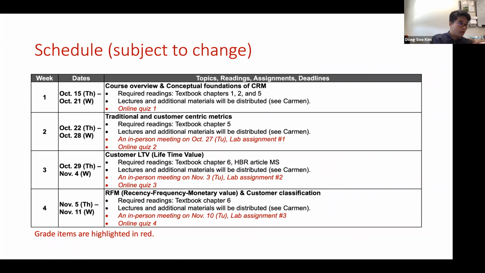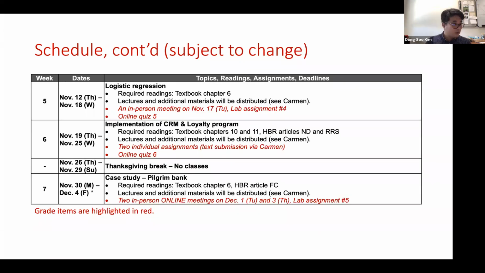In the third week, you will learn customer lifetime value. The format is the same as the second week: textbook, lecture, additional materials, lab, and quiz. In the fourth week, you will learn RFM analysis for customer classification. And the format is the same. In the 5th week, you will learn logistic regression in the same format.